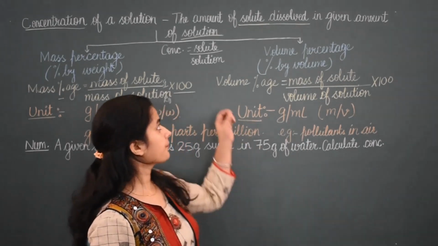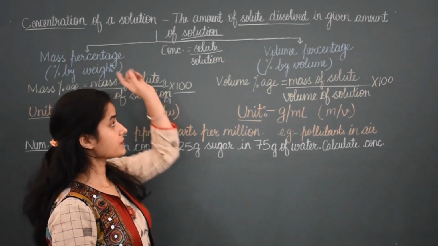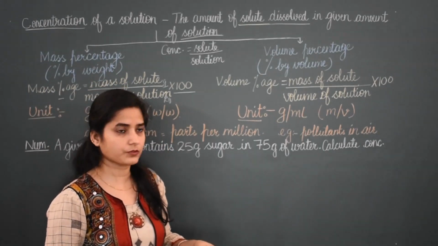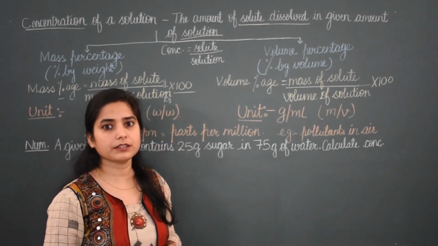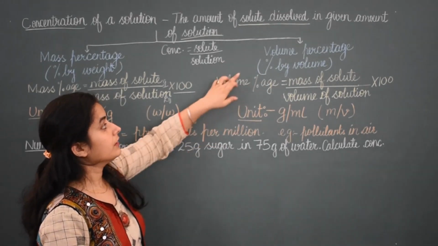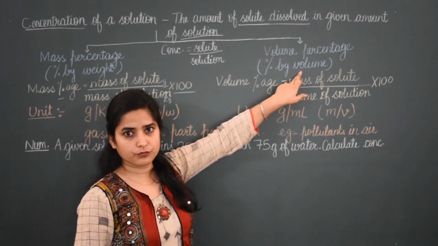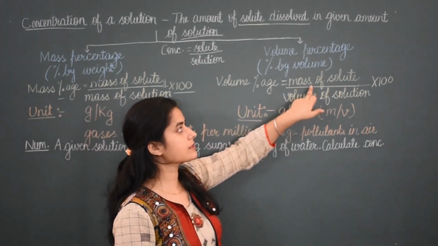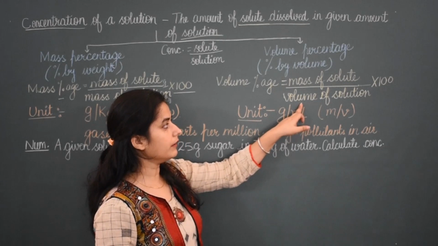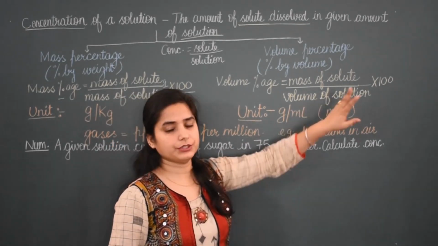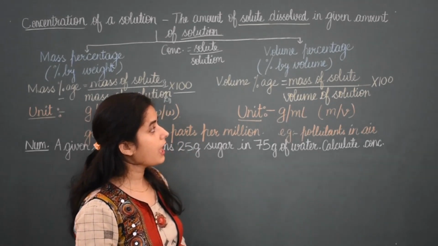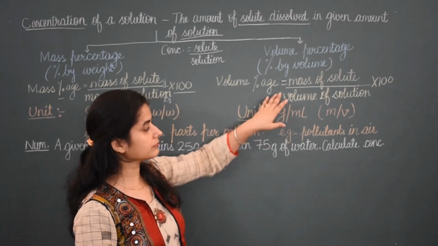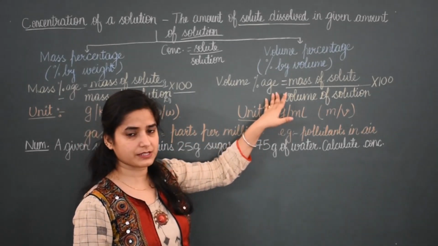Next one is volume percentage. The first one, mass percentage, can be taken for solids, for example a powder from a solid. Volume is taken in the case of liquids. So it is percentage by volume, and the formula is volume percentage is equal to mass of solute upon volume of solution into 100, meaning how much solute we are dissolving in a solution.